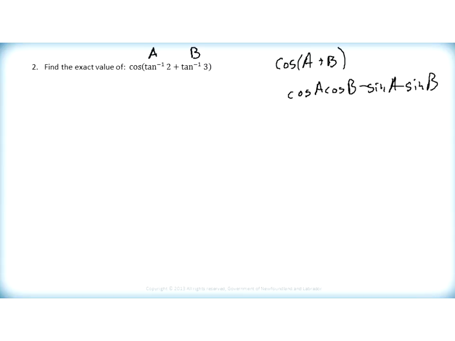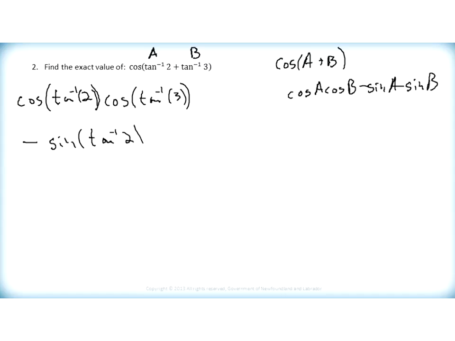Okay, so what we have here is cosine of the inverse tan of 2 times the cosine of the inverse tan of 3. Okay, got you so far. And then from that, I've got to subtract. I'm not going to get space, so let's put it right below it. So I have to subtract the sine of both of those things again: the sine of the inverse tan of 2 multiplied by the sine of the inverse tan of 3.